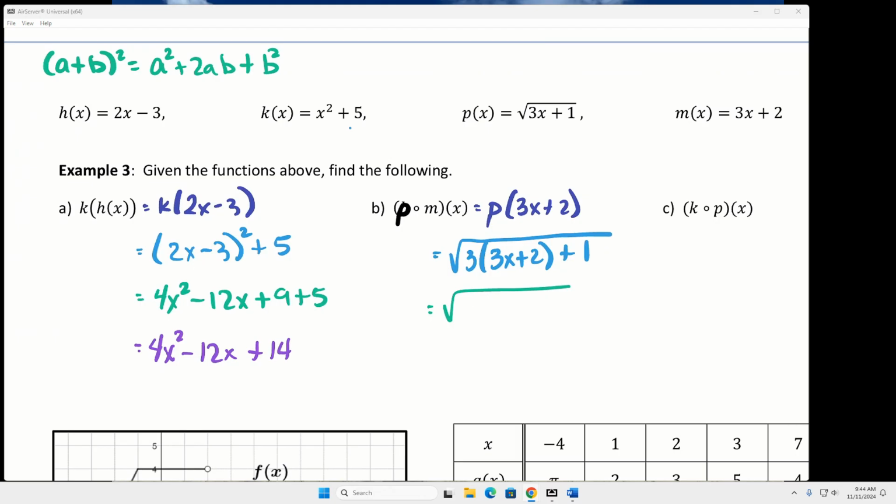Okay, so that's going to be 9x plus 6 plus 1 under there. Oh, my 1 didn't write. And then that's going to simplify just down to the square root of 9x plus 7. And there's nothing we can do. Even if this had been 9x squared, if there's addition or subtraction, you can't break apart your radical. You just leave it like that.